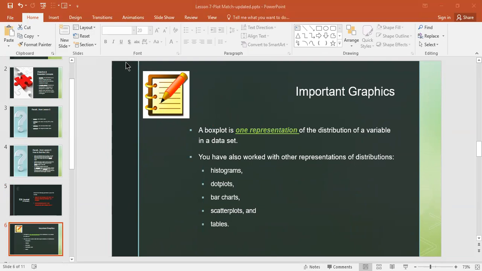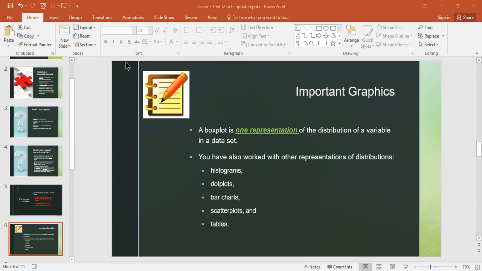So a box plot is only one representation of the distribution of a variable. Remember, we're only looking at one variable with a box plot, with a histogram, a dot plot, or wherever. We're only looking at a variable at a time. So a box plot is one representation of how that variable is distributed, right? We can see the center of the variable, we can see its variability, the spread.